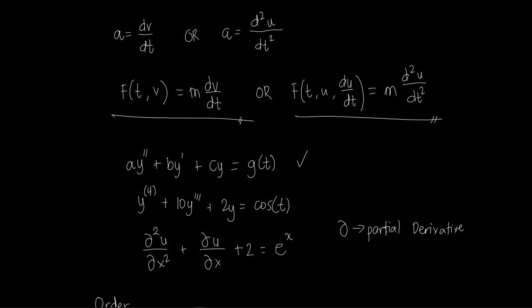Ano yung order? Ano yung pinakamalaki? 2, di ba? This is y, this is first derivative, this is second derivative. So, ano yung pinakamalaki? Second derivative. So, ibig sabihin, yung order natin is second. Second order ito.